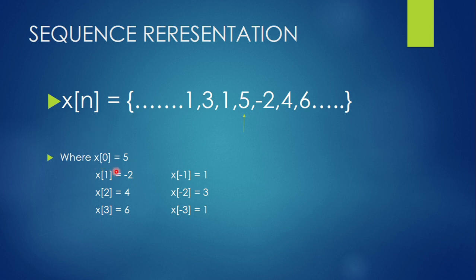Your x0 is 5, your x1 is -2, your x2 is 4, similarly x3 is your 6. On the other side of that, x minus 1 is your 1, x minus 2 is your 3, x minus 3 is your 1. So these are the two ways of representation of the discrete sequences. One is the graphical, another is the sequence. We can use both of them.